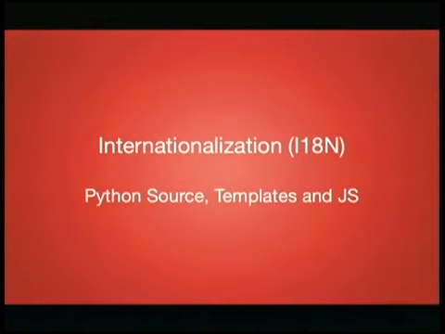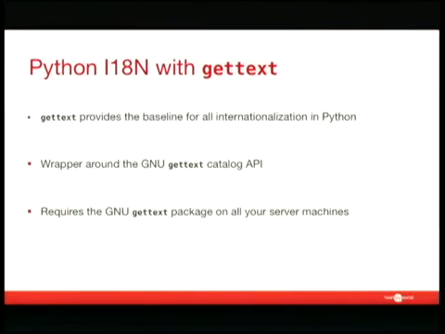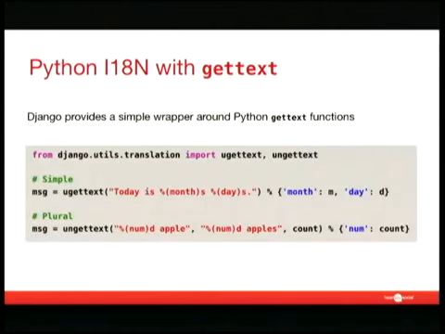So, internationalization of Python source, templates and JavaScript. That's what you're going to be working on. The gettext module in Python is essentially the baseline of all internationalization in Python. It is really just a wrapper around the GNU gettext catalog API, and using this function in your Python source requires this package to be installed on all of your server machines. So if you're working with any sort of package management configuration like Chef or Puppet, you want to add gettext to that. The use of the gettext module is pretty straightforward.